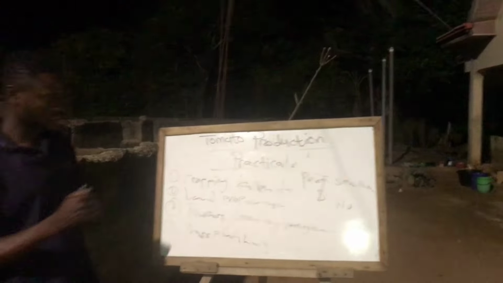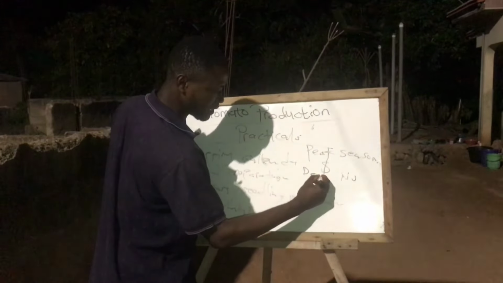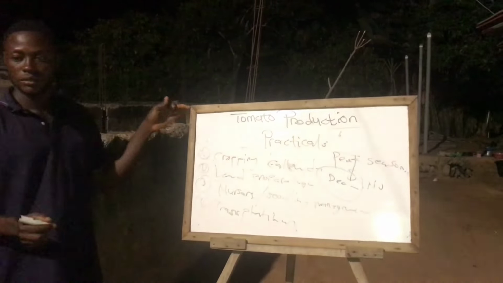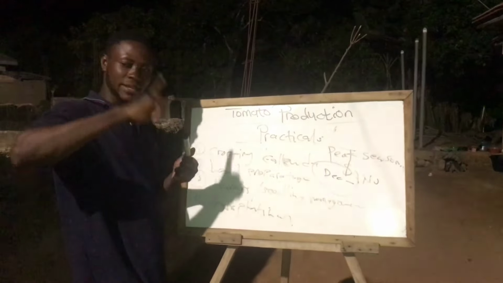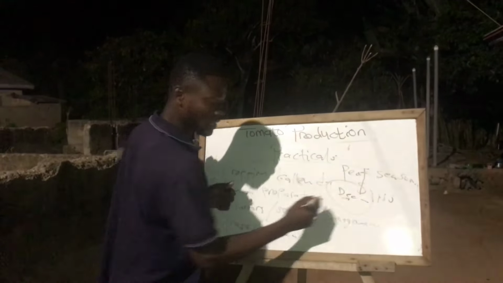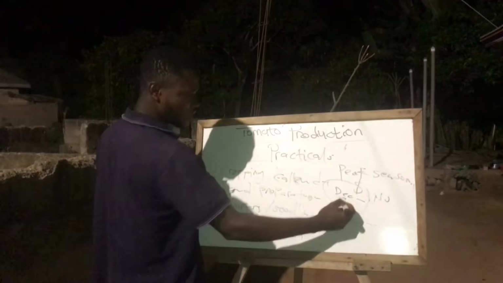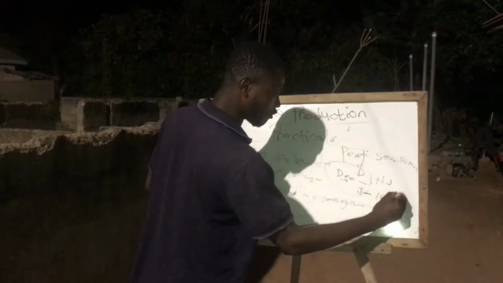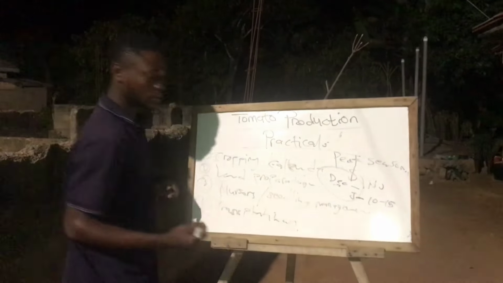The first cropping season starts from January. But you have to know that in December, you begin with your land preparation. January is where the production starts. So December is on land preparation. January is on nursery. So from 10th to 15th of January, you begin with your nursery.